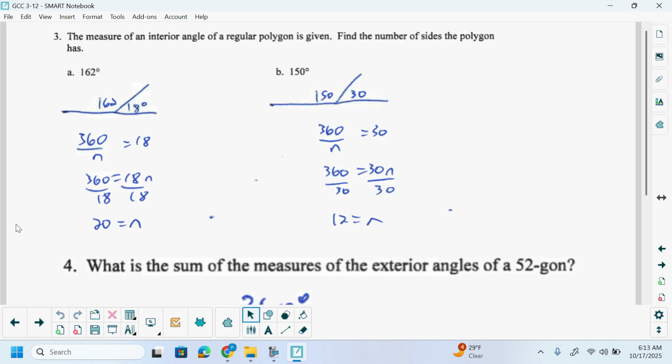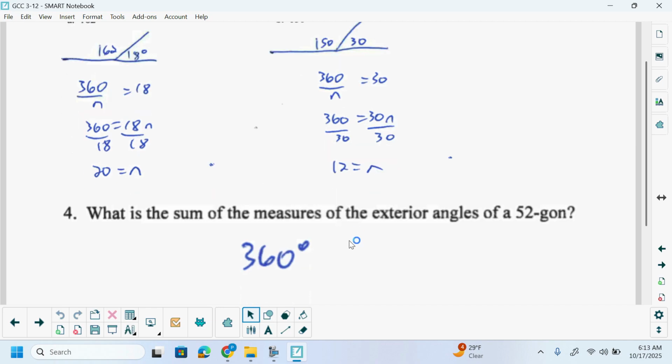Now for this one, we are similar type problem as the last one, but we're starting from an interior. So do 180 minus to get the exterior angle of 18. And now you can just do 360 over n equals that new exterior angle, 18, cross multiply, and get your number of sides. So we get 20 for A and 12 for B. And what's the sum of the measure of the exterior angles for a 52-agon? Well, remember the exterior angles always in a polygon add up to 360.